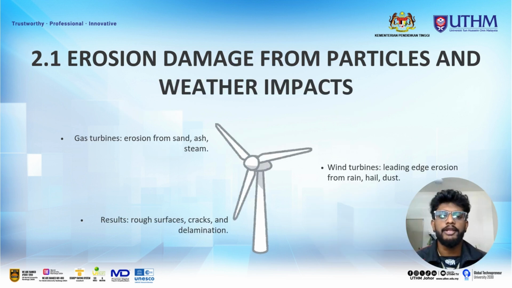Let's take a closer look at erosion damage, which is one of the most critical issues in gas turbines. High-speed ash and dust wear away the blade surface. Steam condensation can also contribute to erosion. In wind turbines, the leading edge of the blade is constantly hit by rain, hail, and debris, especially at the blade tips, which move at higher speed. This erodes the protective surface and exposes the inner structure, leading to cracks and moisture damage.